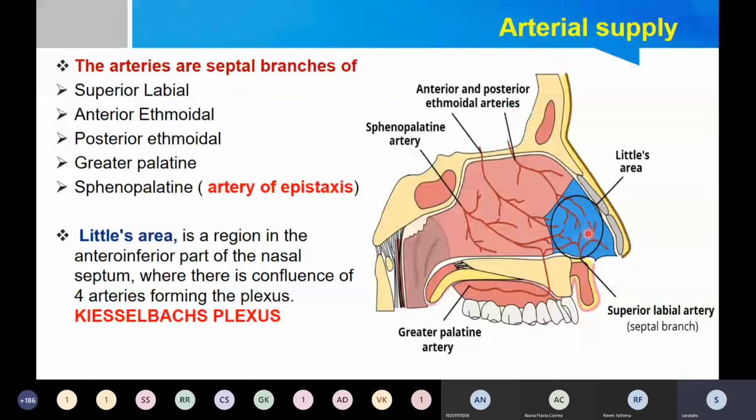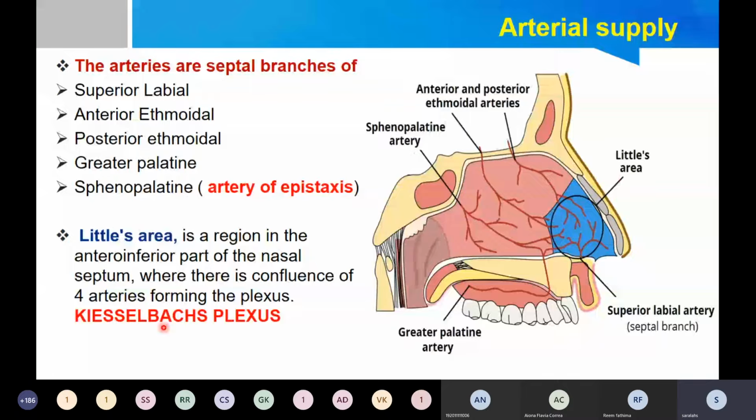So any small injury, or if you try to pick the crust which is formed in the nose because of the drying of the mucus, if you try to remove that, that is called digital trauma. Minor digital trauma can lead to a large amount of bleeding here. That area is very sensitive because of its rich vascularity. This area is called Little's area.